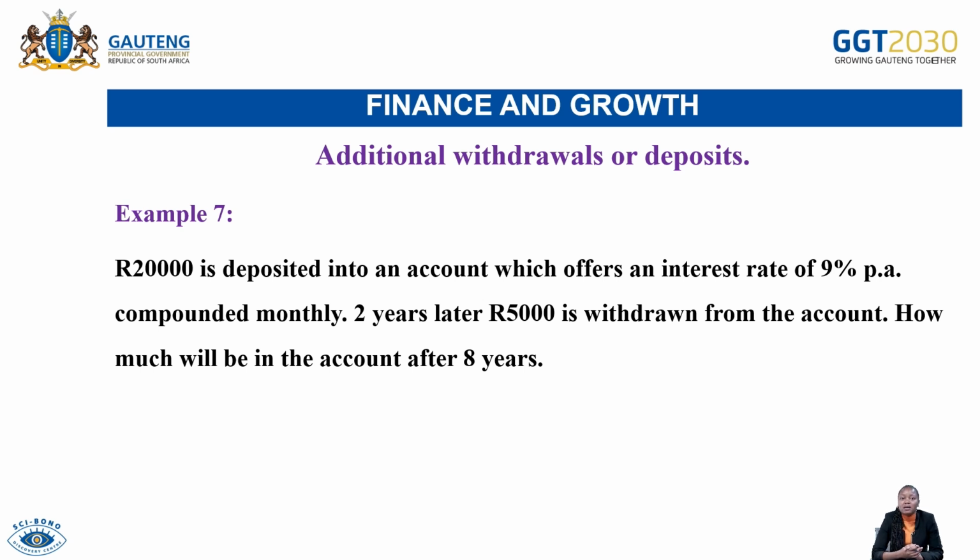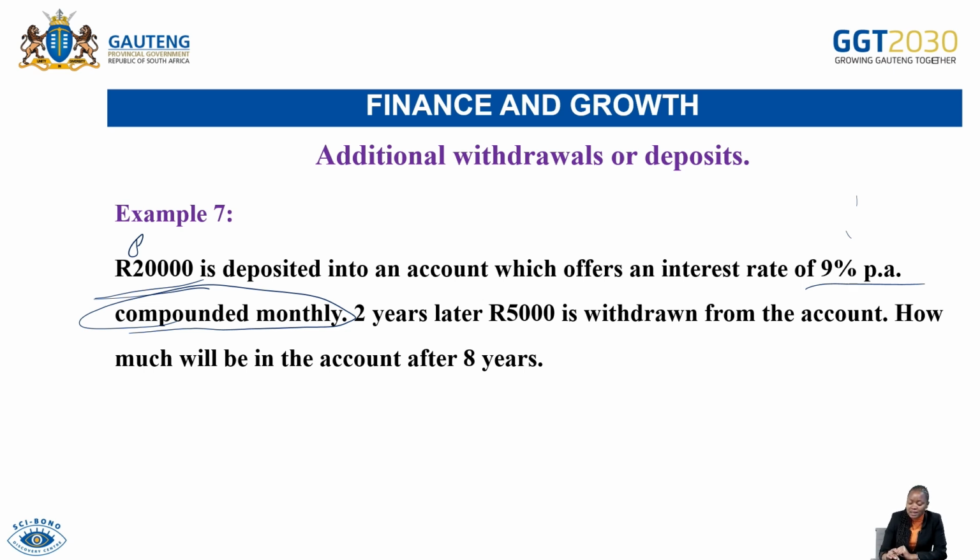It says 20,000 is deposited into an account which offers an interest rate of 9% per annum compounded monthly. Okay, so 20,000 is deposited into an account which offers an interest rate of 9%. So this is your I, then this is your deposit or your initial P. Compounded monthly. Don't forget, when it's compounded monthly, what you need to do. 2 years later, 5,000 is withdrawn from the account. How much will be in the account after 8 years?